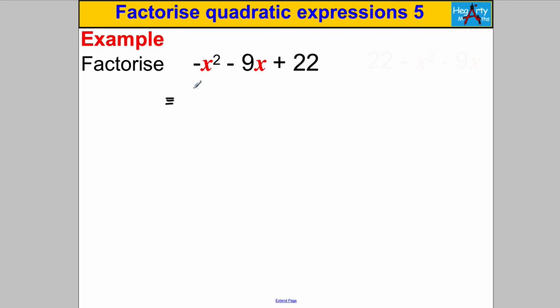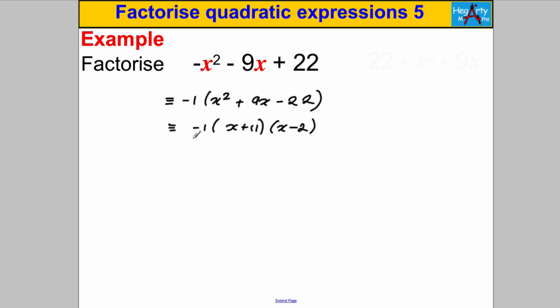Step 1, factorise out -1. Inside we'd get x² add 9x subtract 22. Now you've got to think to yourself, right, keep that -1 there for now. Two numbers that multiply to -22 and add up to +9. Well, I think I've got them. I think that's x add 11 and I think that's x subtract 2. Because +11 multiplied by -2 is -22, and +11 add -2 is +9.